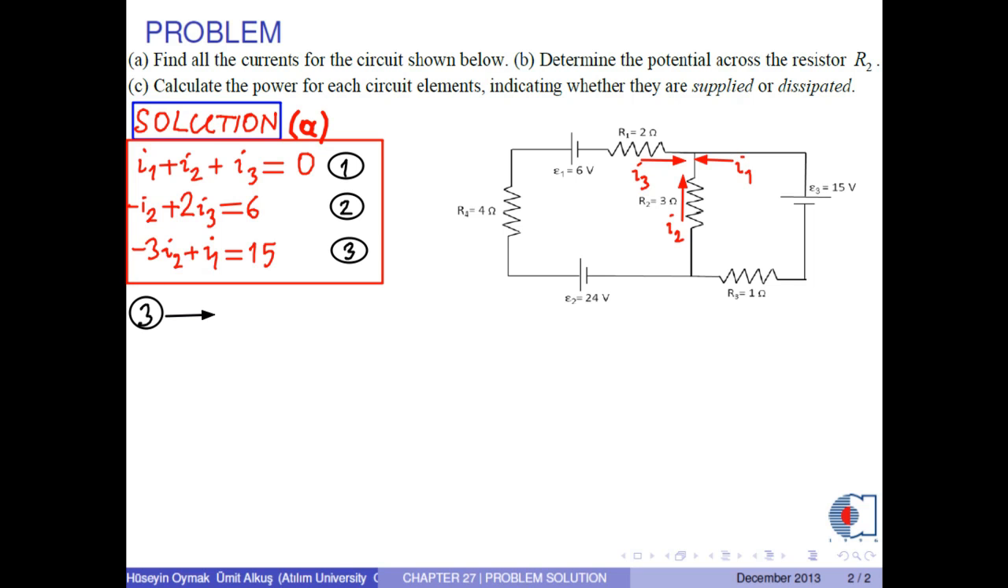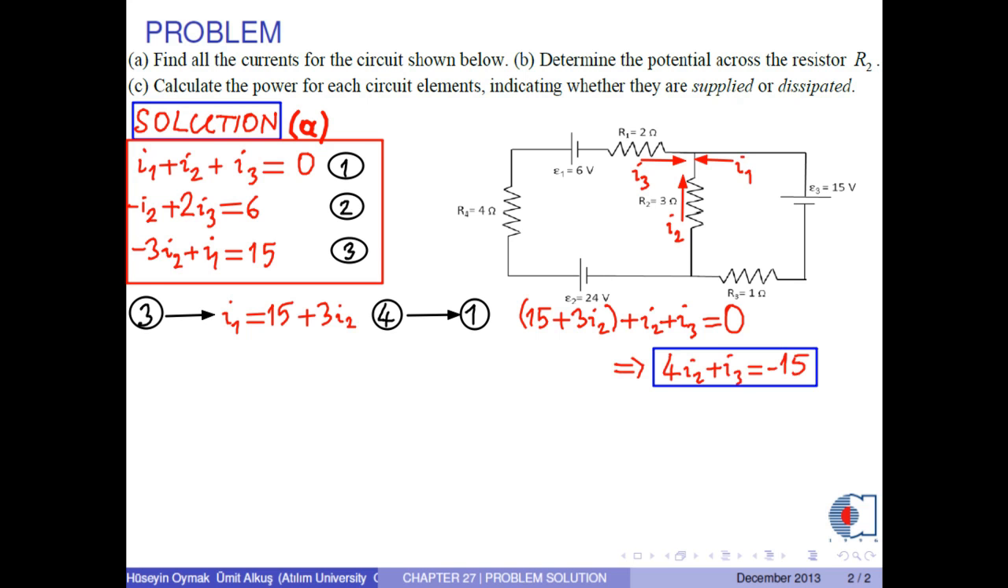From equation 3, we can write I1 equals 15 plus 3I2. And we label this equation 4. If we put equation 4 into equation 1, we get 15 plus 3I2 plus I2 plus I3 equals 0. Hence, we obtain the equation 4I2 plus I3 equals negative 15. And let's label this equation 5.